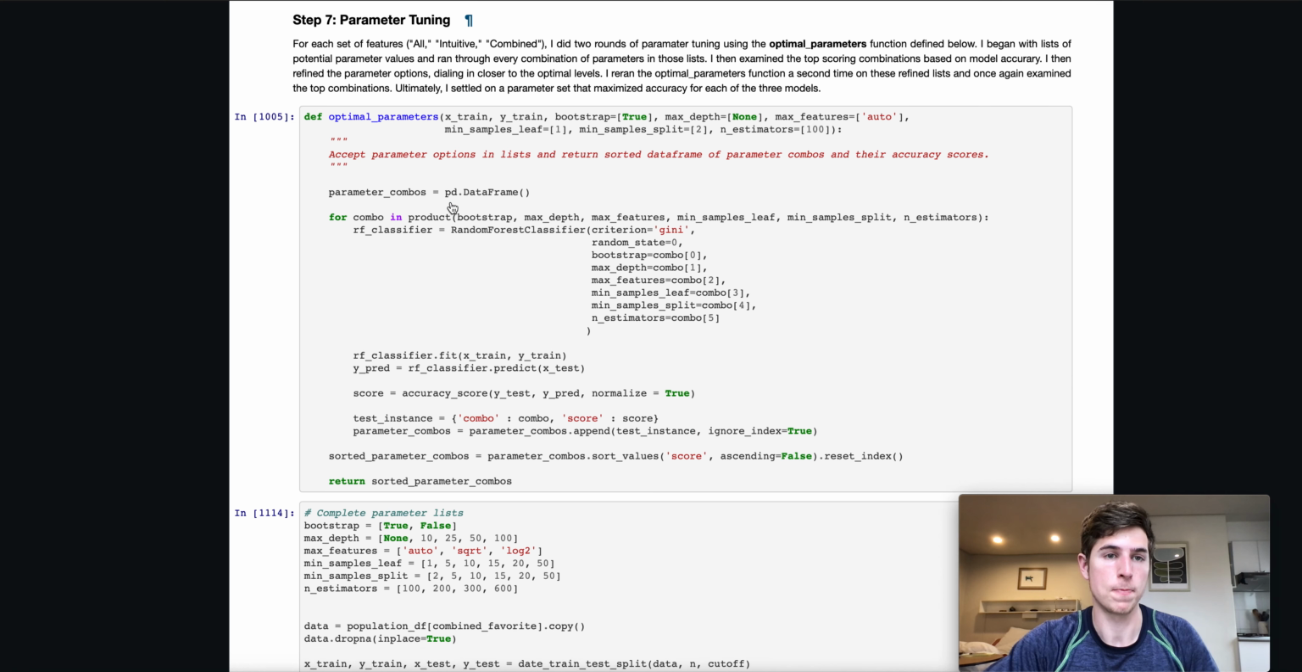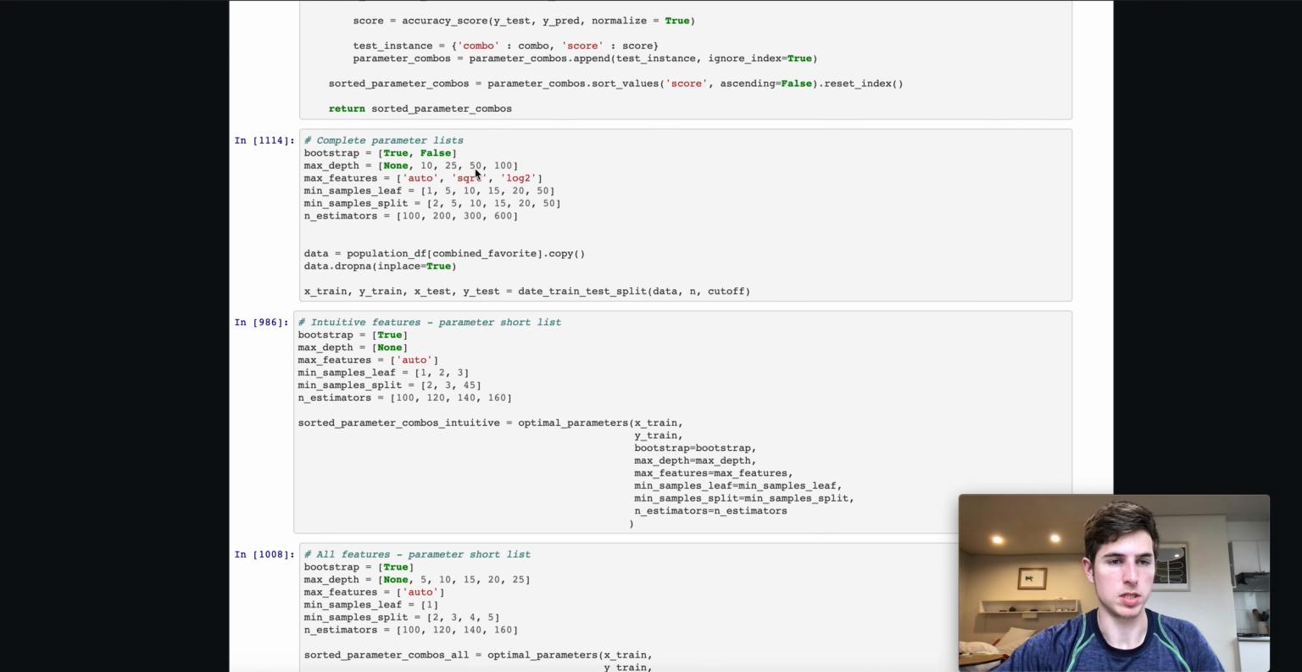From there, I did parameter tuning on the model. I built a grid search type of function here that accepts different lists of potential parameters, tests them all out, and then tells me which ones are the best in terms of score.